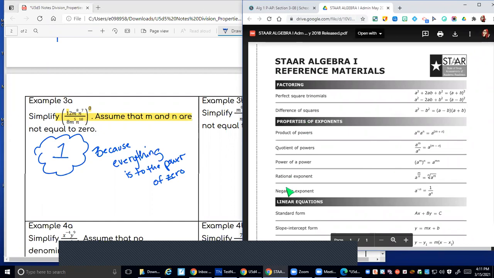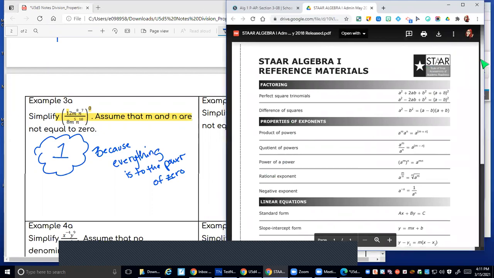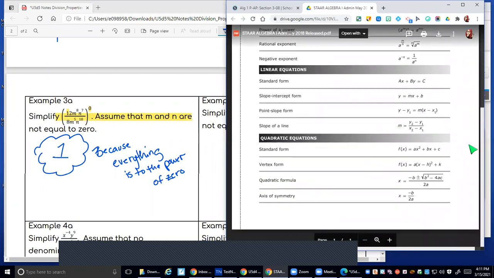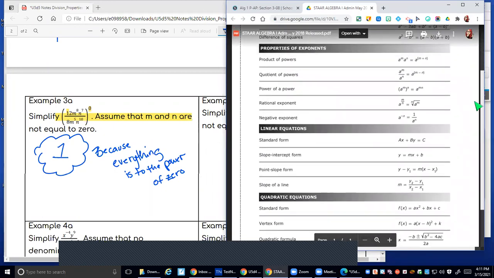Yes, ma'am. Okay, so one of the things, number one, something to the power of 0. I wonder if that's even on here, if that's just something that they expect that you memorize. I think that's something they expect that you memorize.